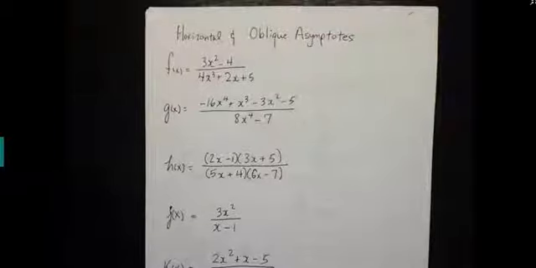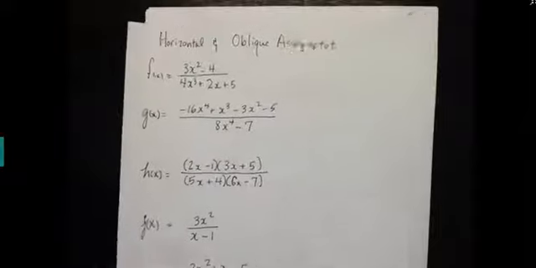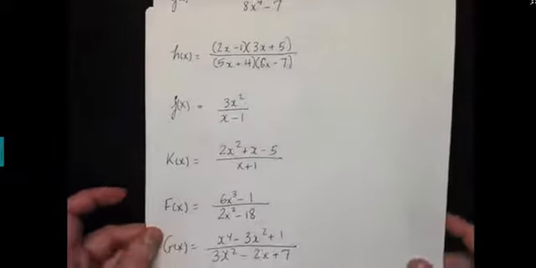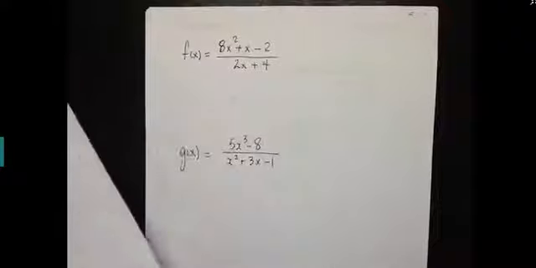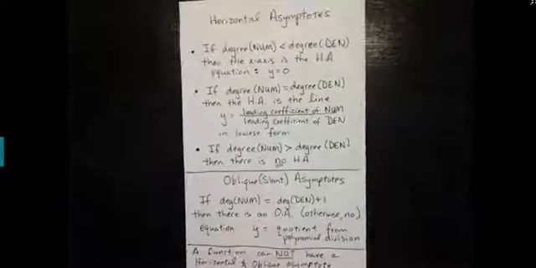In this video, we're going to be looking at how to calculate horizontal and oblique asymptotes. And so we have quite a few examples that we're going to go through in this video. Before we go through the video, let's put the rules on for doing this.